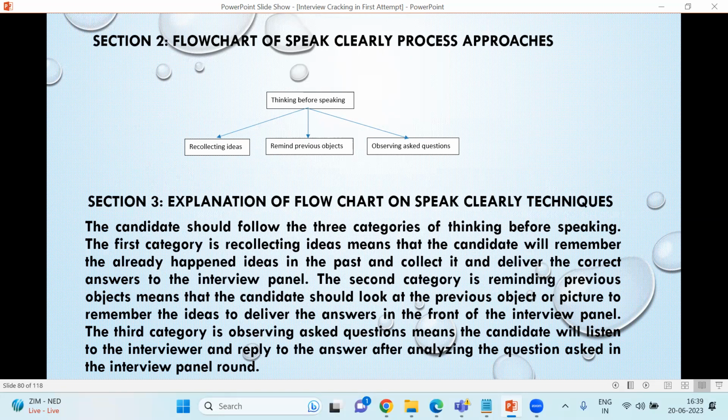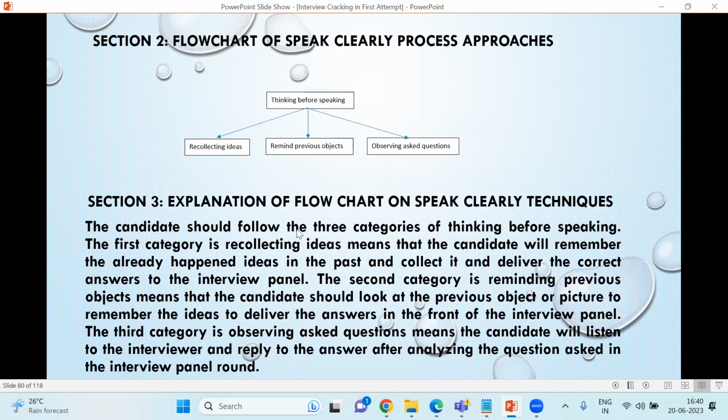Next is observing asked questions. Observing asked questions means looking at the questions that have been asked by the interview panel in the last 2 or 3 years for the same pattern of the organization. This will help the candidate to crack the interview in the first attempt. And Section 3 is an explanation of the flowchart on speak clearly techniques.